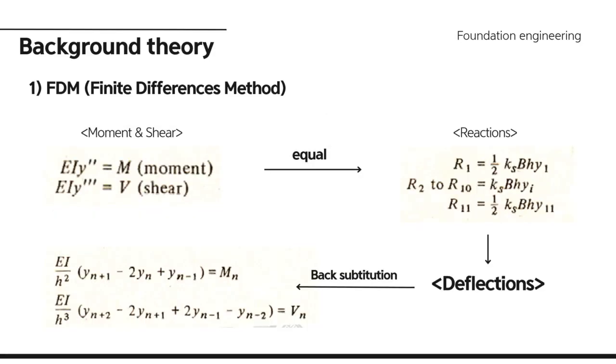This slide shows the structural analysis process using the finite difference method. The equations in the top left describe the deflection curve of the structure. The bending moment is given as EIy'' equal to M, and the shear force is EIy''' equal to V. These equations are converted into finite difference forms as shown below.